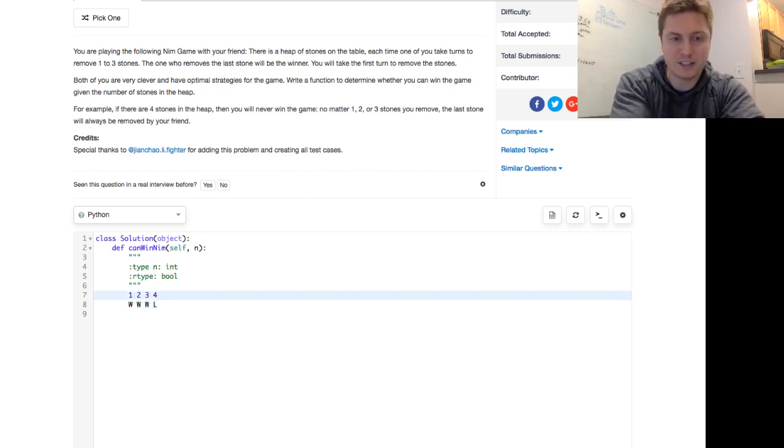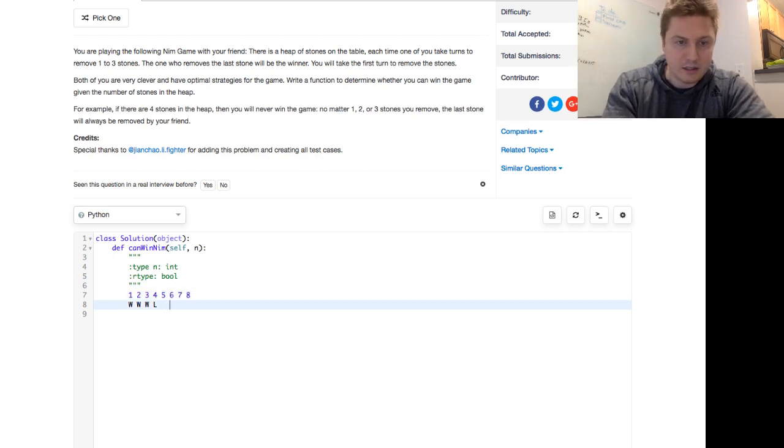So how does this extend as you continue past the four? Well, it's 5, 6, 7, 8. With 5, I can put my friend in the losing situation no matter what, right? Because I can remove one stone. Now he always loses at 4.